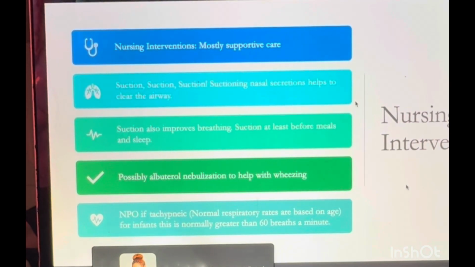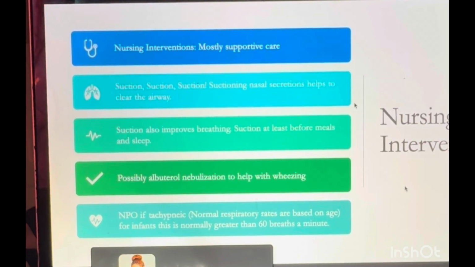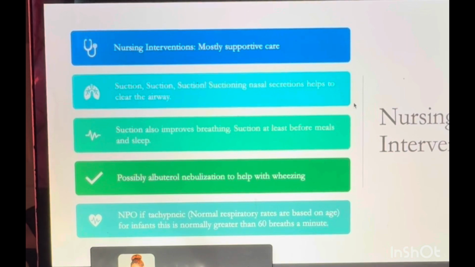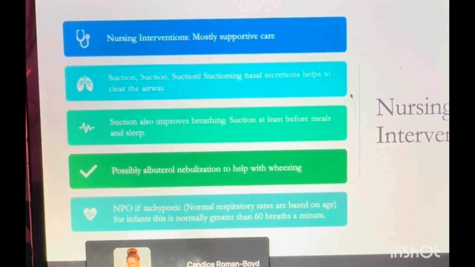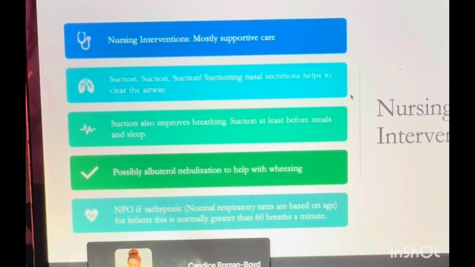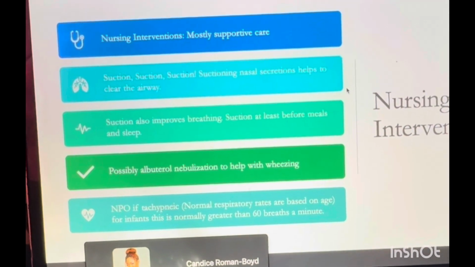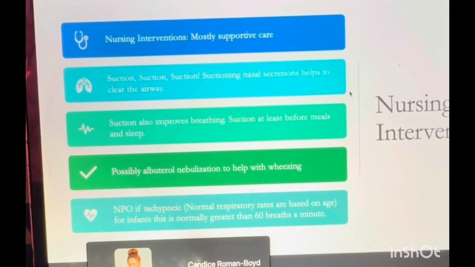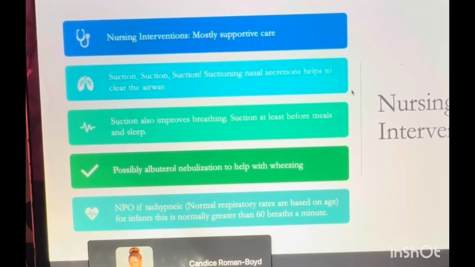Okay, so what are we going to do about it? What can the nurse do? Okay, mostly it's supportive care because it's a virus. Antibiotics will not help. Suction. This is the most important thing with RSV.